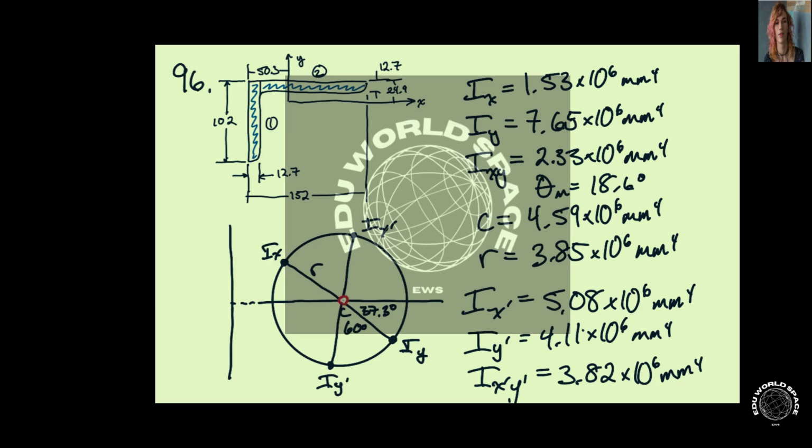So then we know this point, we know the radius, and we know all these angles. We can start doing the geometry, and we find that Ix prime up here is 5.08 times 10 to the 6th millimeters to the fourth. Iy prime, this value here, is 4.11 times 10 to the 6th millimeters to the fourth. And Ix prime y prime is this height here, and that is 3.82 times 10 to the 6th.